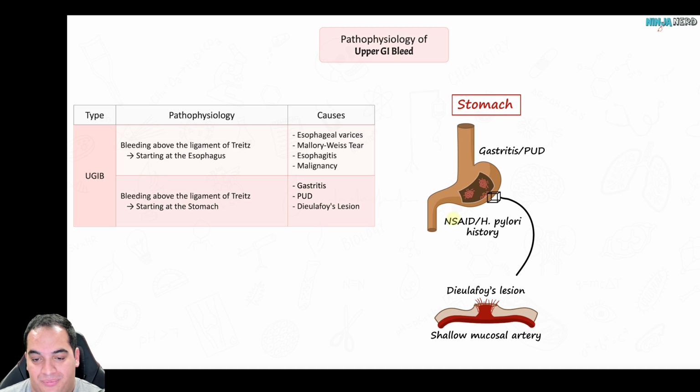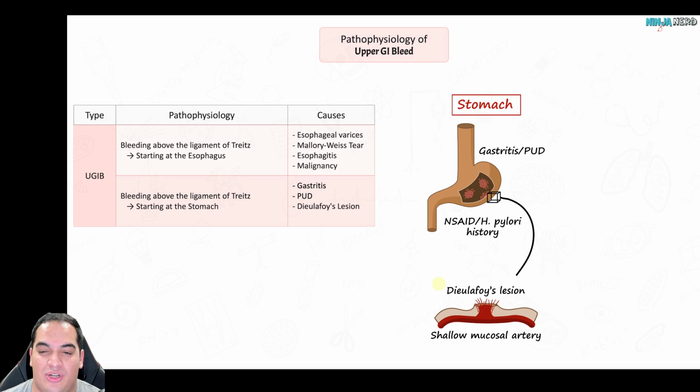Another reason, again, with these patients is that if you really zoom in, let's say that I zoomed into the stomach lining and I looked at the mucosa, sometimes they can have these weird anomalies. It's kind of just an anatomical variant where they have a very shallow mucosal artery that sometimes literally starts actively squirting blood into the GI lumen, particularly in the stomach lumen. And this is called a Dieulafoy's lesion. And again, this is really important to remember. It can be a cause of intermittent GI bleeds.